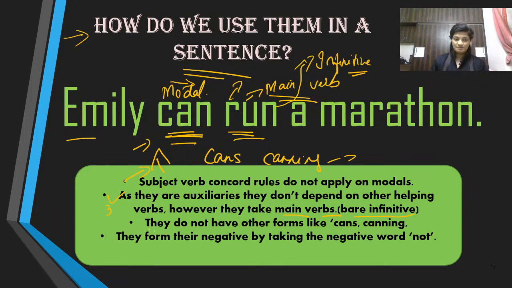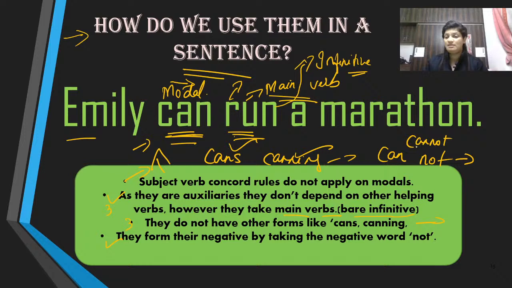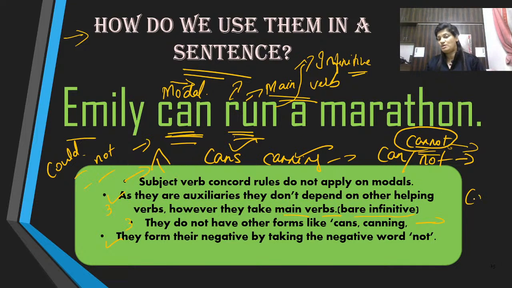Number two. Number three, they do not have other forms like cans or canning, like I told you here. It doesn't convert into another form. It has only two forms, present and past. They form their negative by taking the negative word not. Can is a positive word. Cannot is a negative word, and cannot is a single word. Remember this? Understand this? Could not, these are two different words. But cannot is a single word. You cannot use that separately like can and not. And when you combine or contract it, it becomes can't and couldn't.